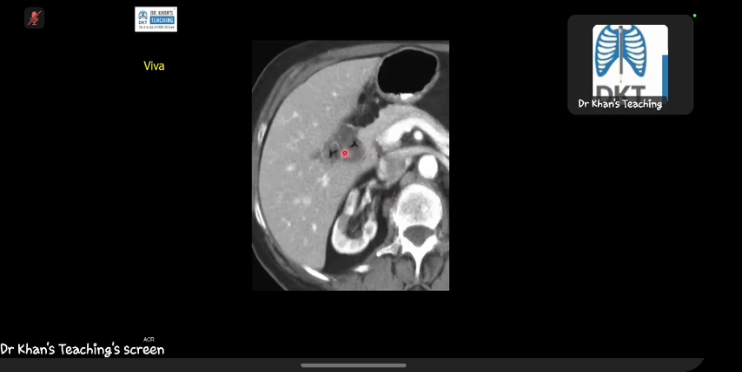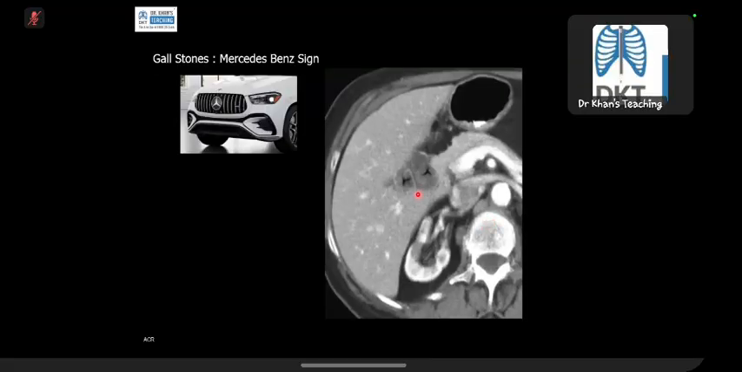What is this? No, this black thing. There is a sign, the Mercedes-Benz sign. Stones can be cholesterol stones, which are fat, and they can have this kind of shape, which is known as the Mercedes-Benz sign.